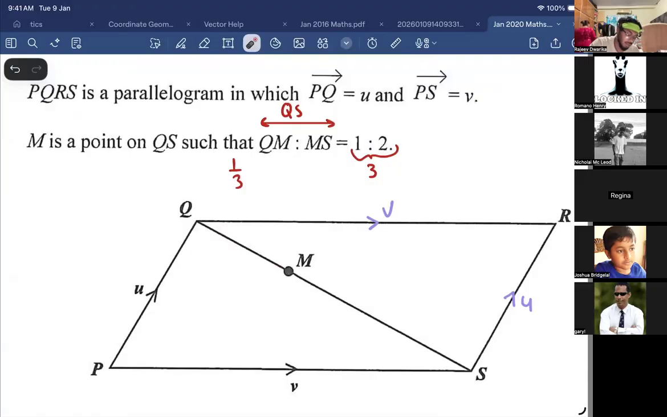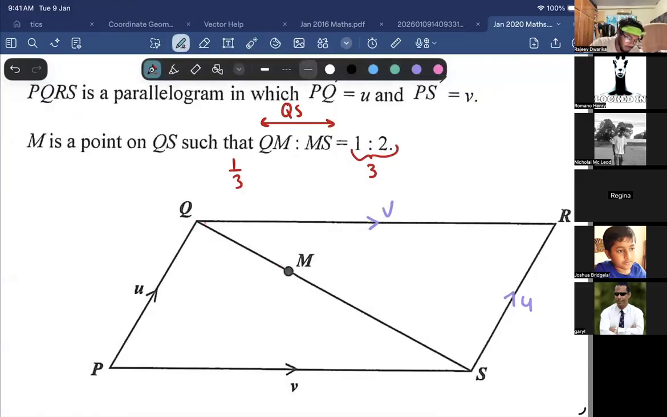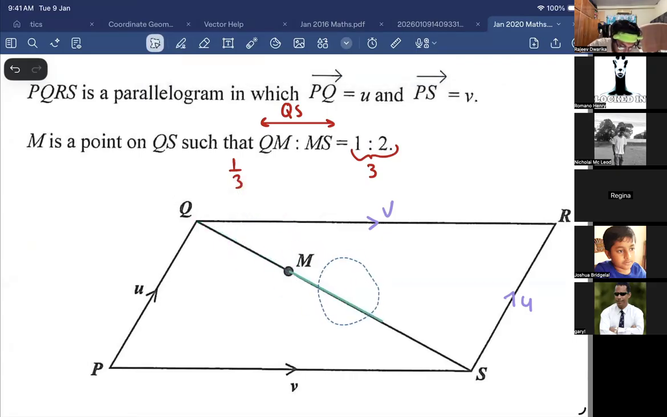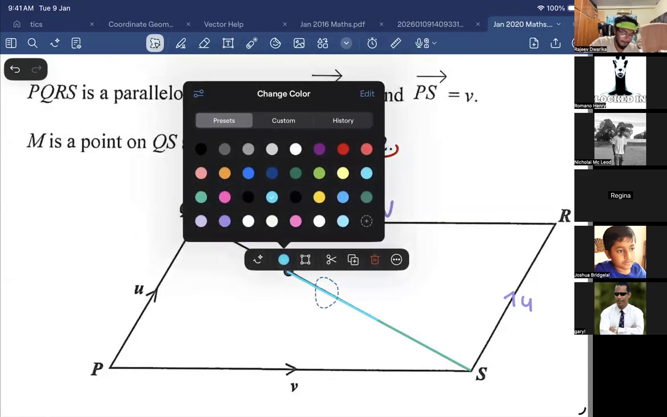No. Nah. Okay. I'm gonna try to visually show you that it is that. Let me show you that visually. So that's QM, right? Joshua, you see what I'm talking about now? Yeah. How many QMs did it take to make MS? 3. Nah, it takes me 2.